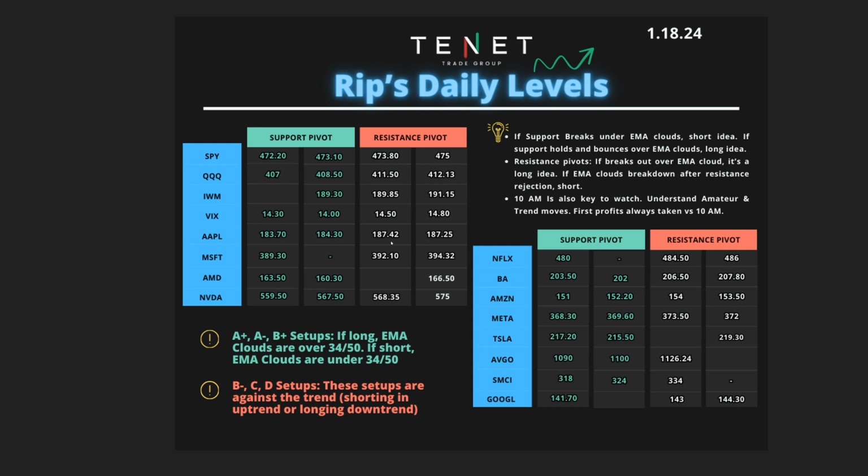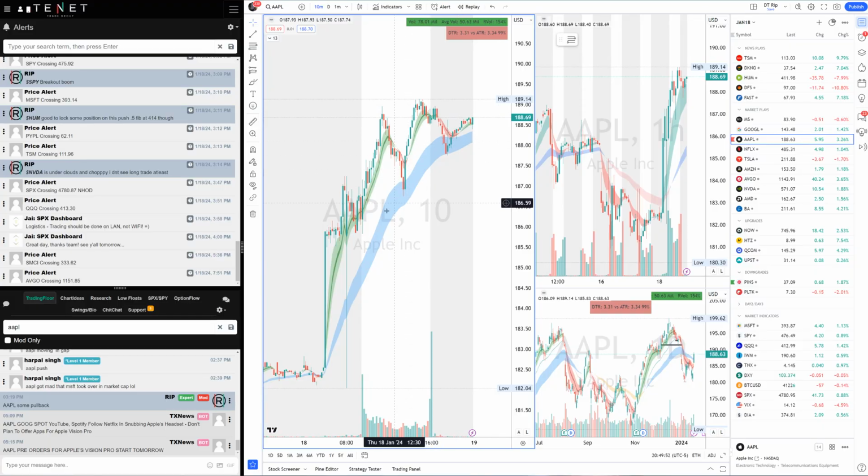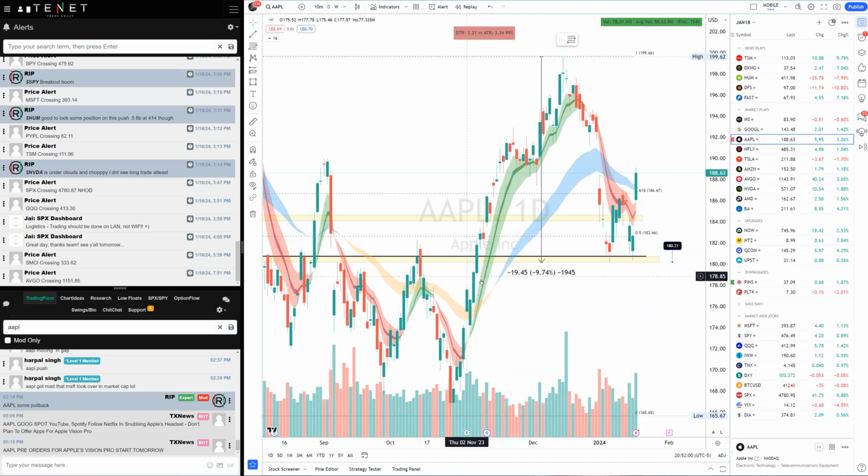I gave the resistance pivots 187.40, 187.25. Clearly, if it breaks out and it's over the EMA clouds, it's the long idea, right? So clearly, that's what we want to do. And Apple all day over the pivots went on for a big run. And for the swing, I quickly want to talk about the swing. I also want to cover the Apple swing.